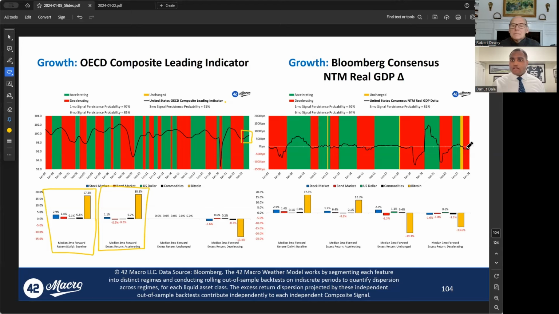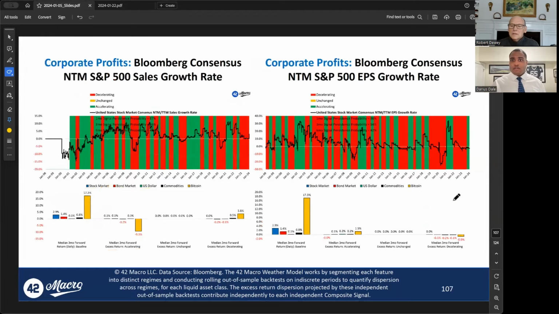Conversely, when you look at the right side of the page, we are in a negative, decelerating regime for the real GDP growth delta. So we're adding this particular back test to those composite signals in the middle of the previous page. Right now, when you see a negative delta for real GDP growth, you typically are contributing negative excess returns to the stock market, the bond market, the commodity market, and the crypto market, and positive excess returns to the dollar. So this process we are doing, we're now casting each of these features 6 days a week, and we're reporting back into the composite signals each of the excess return dispersion back tests that correspond to the current signal.